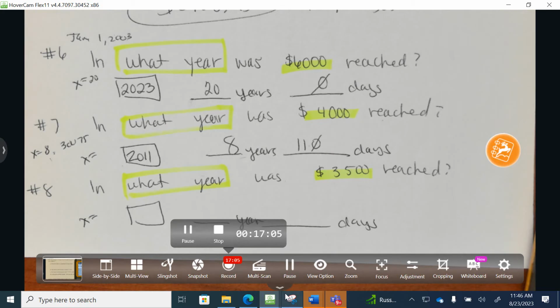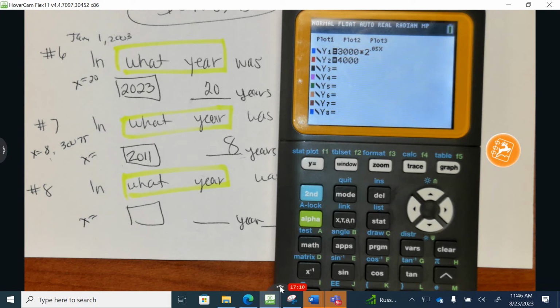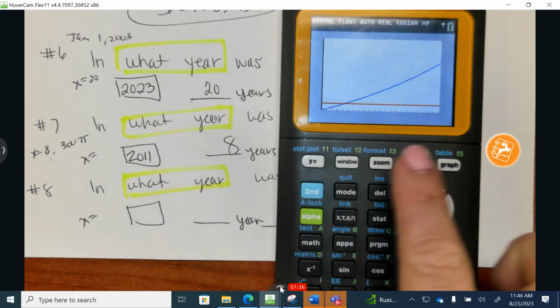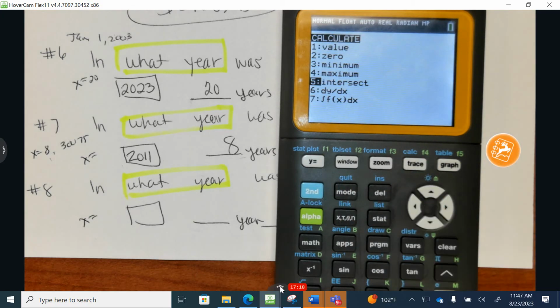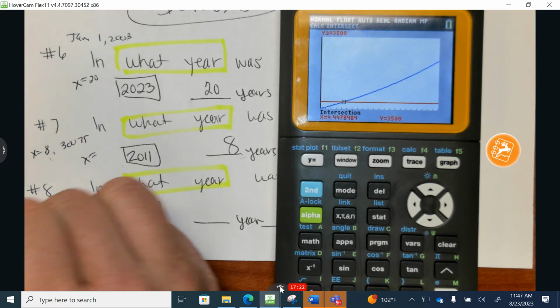Let's do one more now. I'm going to switch here to 35. So I come up here. I'm going to switch this to 3,500. Graph it. I'm going to do the exact same thing. Let's find where they intersect. When there's only 2 curves, I can just press enter 3 times. 1, 2, and 3. And I'm going to write down this number.